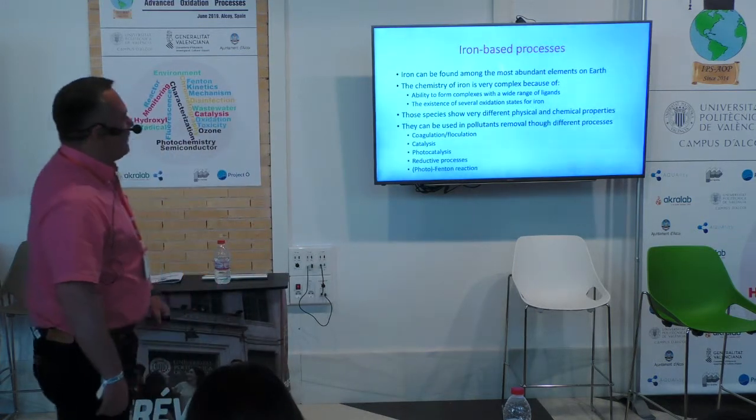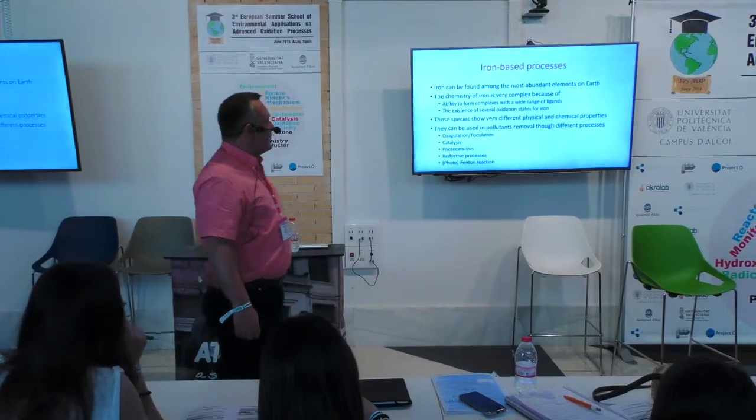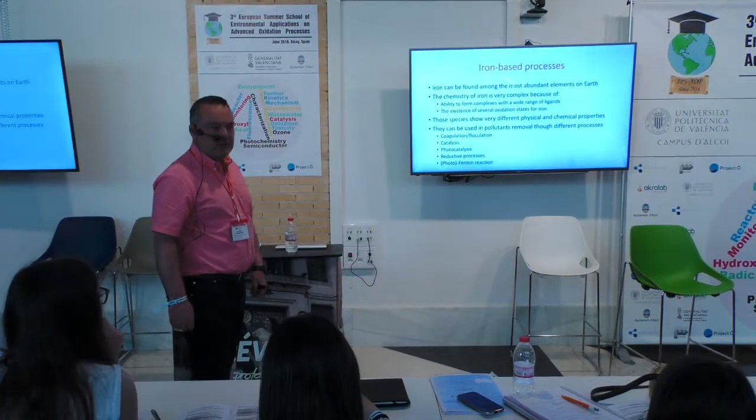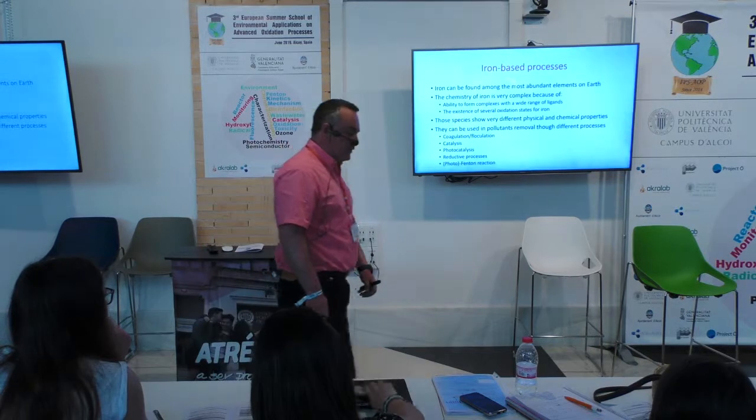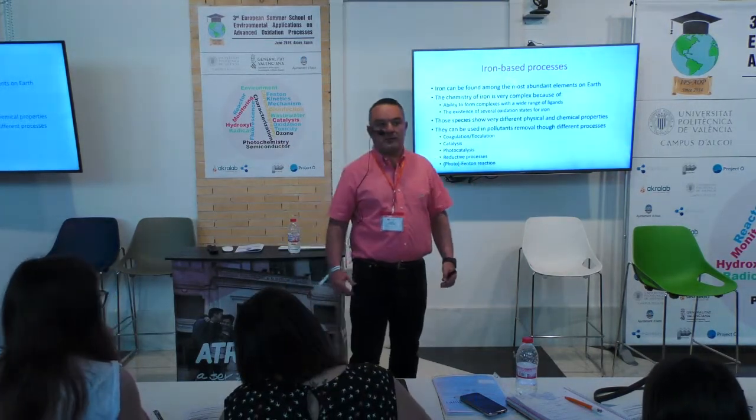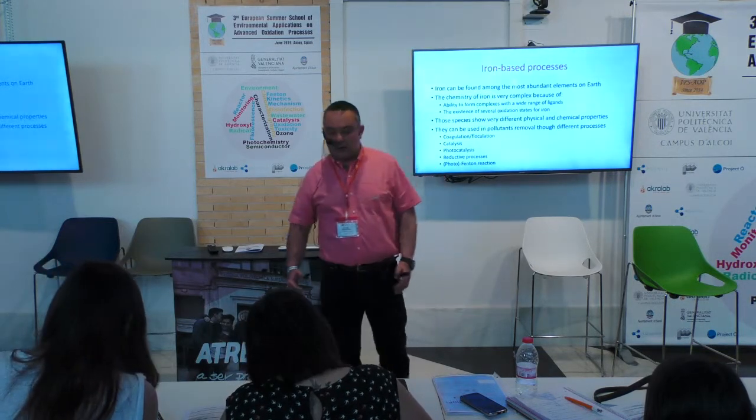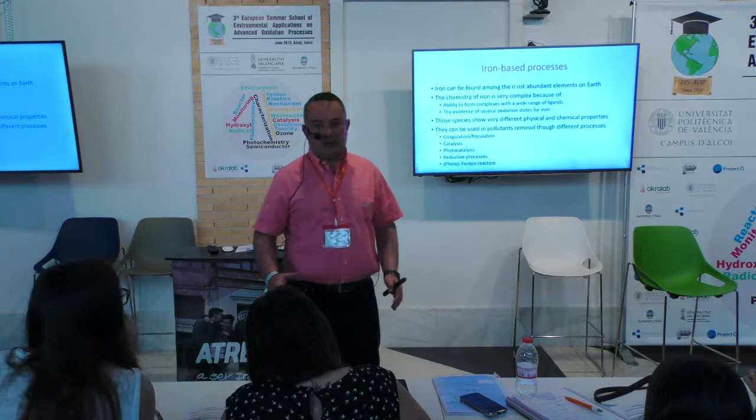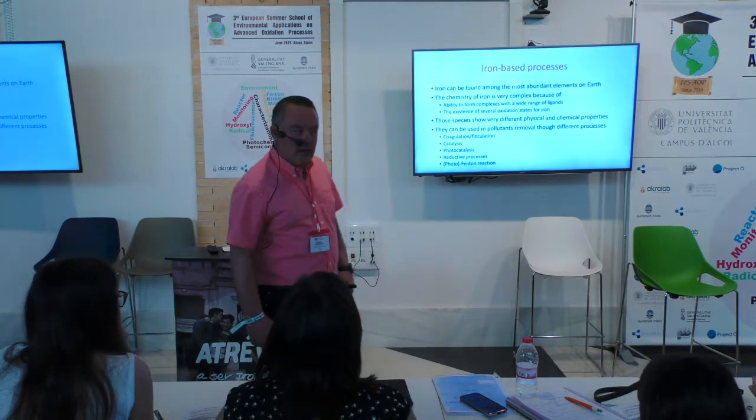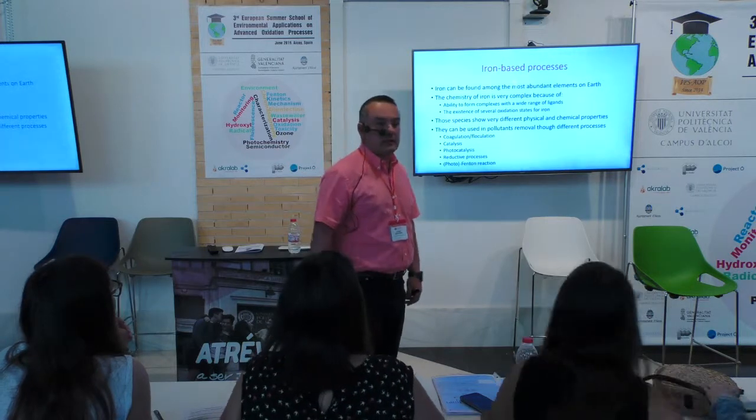Well, iron is one of the most abundant elements on Earth, and the chemistry of iron is very complex. It's very complex because of two different features. One is the ability of iron to form complexes with a lot of ligands. This means that a lot of species of iron can be found in the environment. The second characteristic is the different oxidation states that iron can reach.